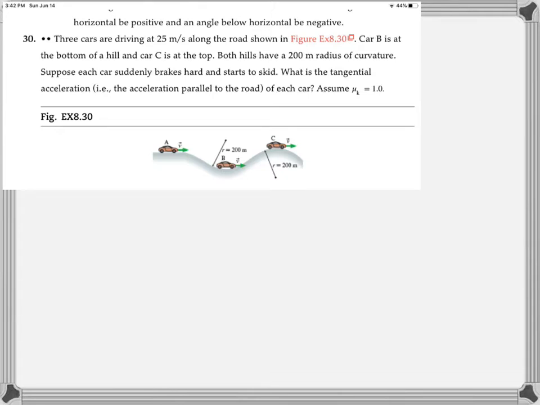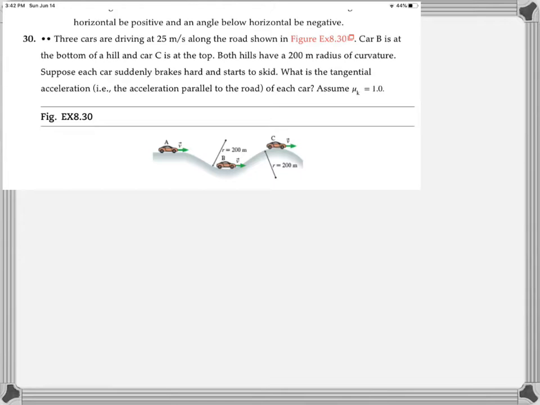So notice that car A is moving on a flat road. There's no curvature where car A is. So car A doesn't have circular motion. Car B and C are moving in a circle, so they do have circular motion. So let's start with car A, which is going to be the easiest one.